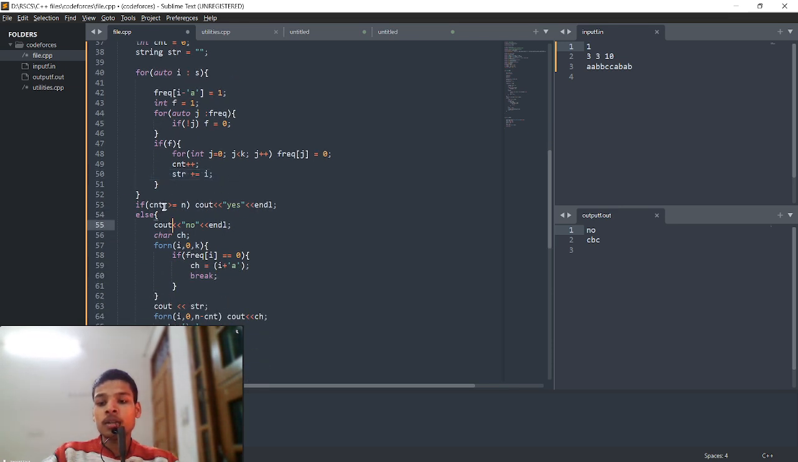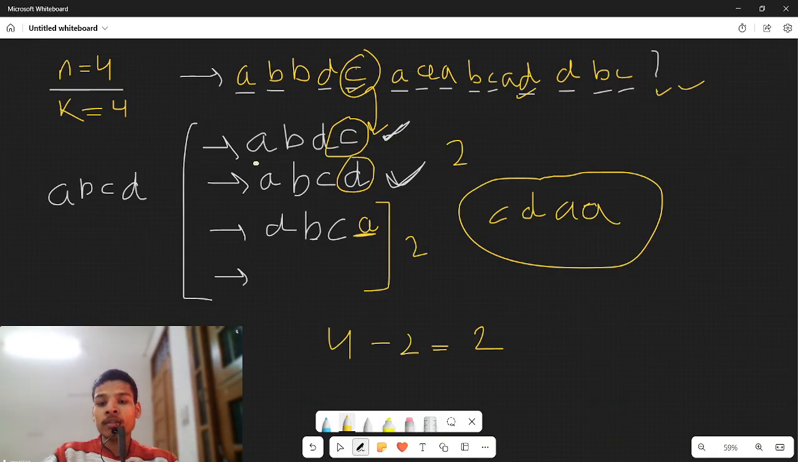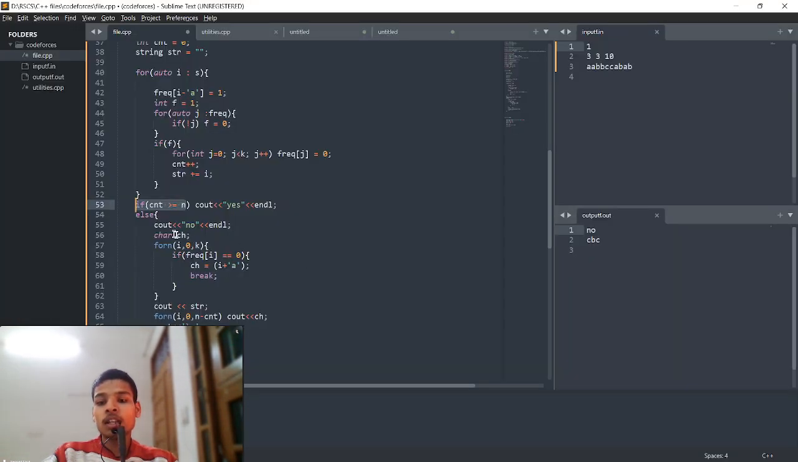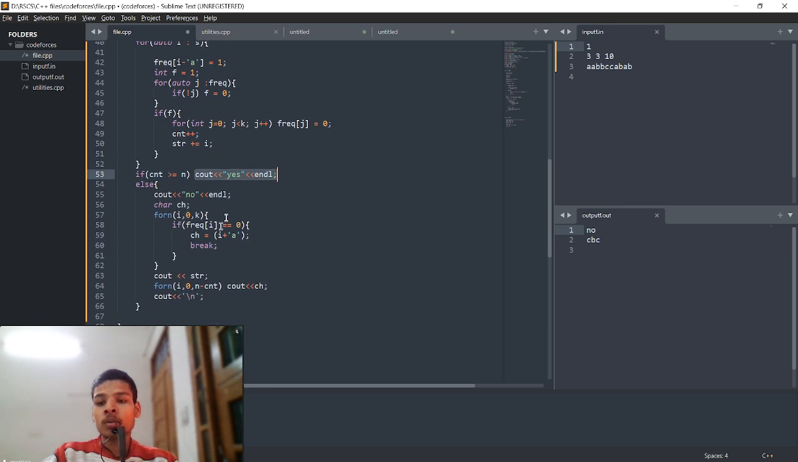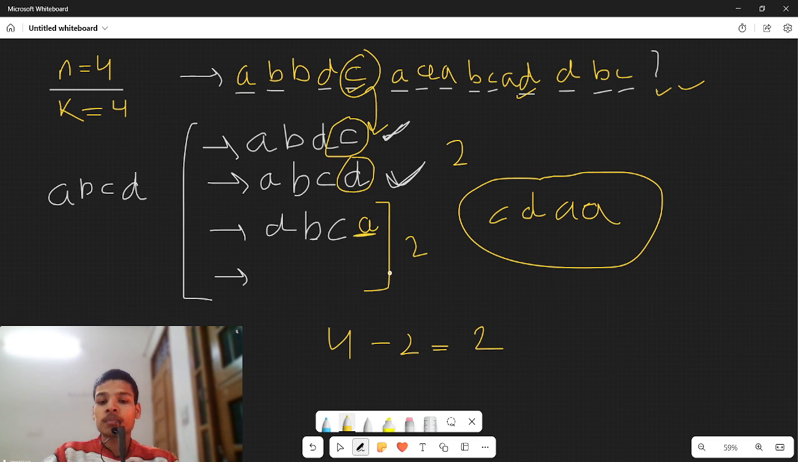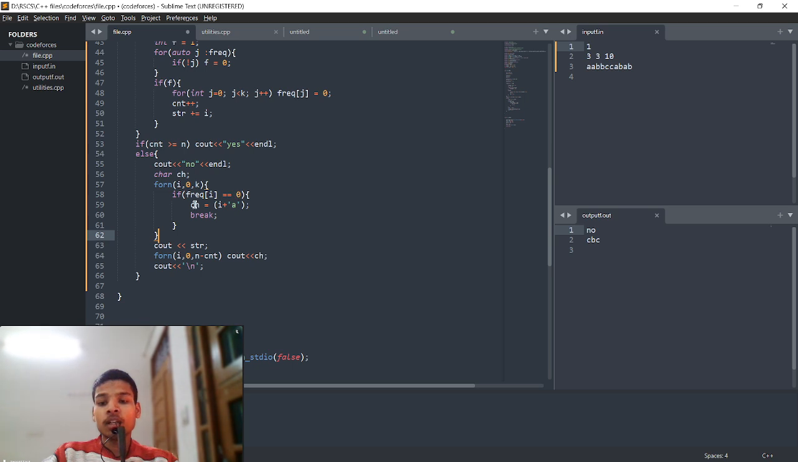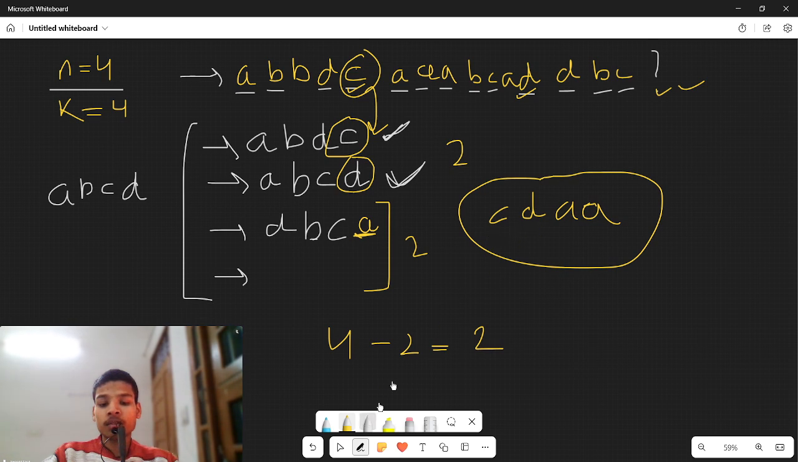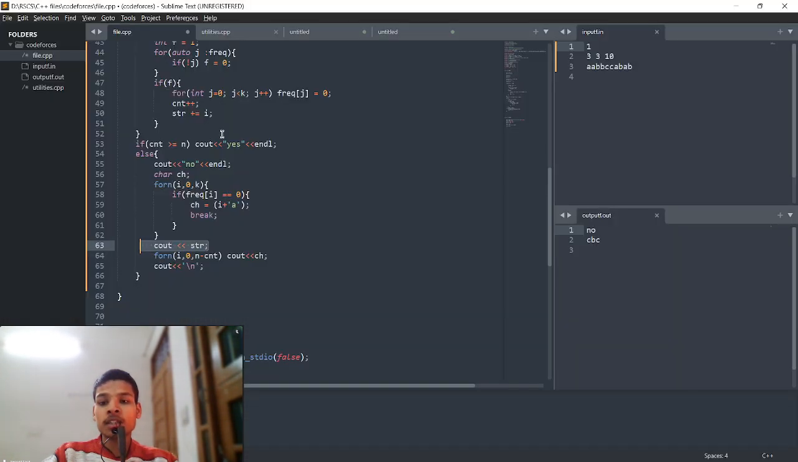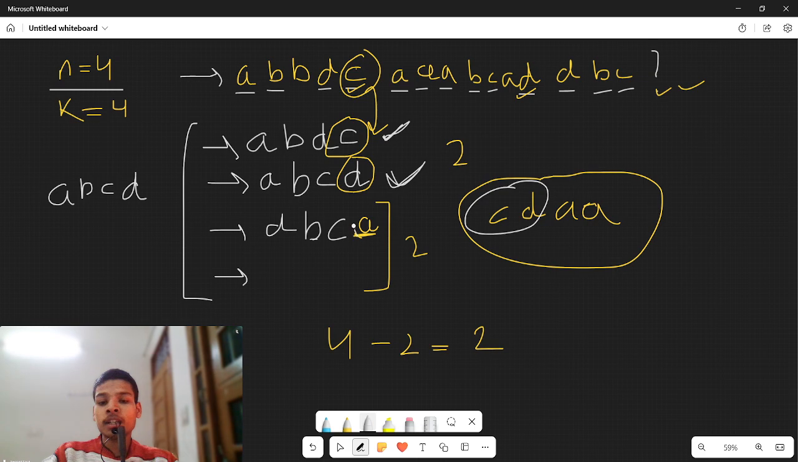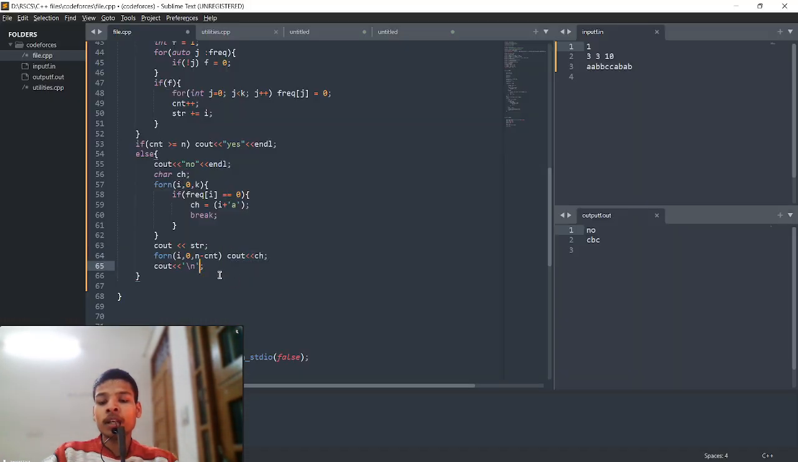Now you can see if my count is greater than or equal to n, which means I was able to form the total number of n pairs using this ABCD, then I will simply print yes. Else I will simply print no and find the character which was deficient in the last pair. For example, in this case, my last deficient character was A. So I will find the character whose frequency was 0, and print my initial string, which is C and D, which I was getting from the last characters. Then I print the deficient character A for the remaining 2 times. So this is the whole implementation of the problem set.